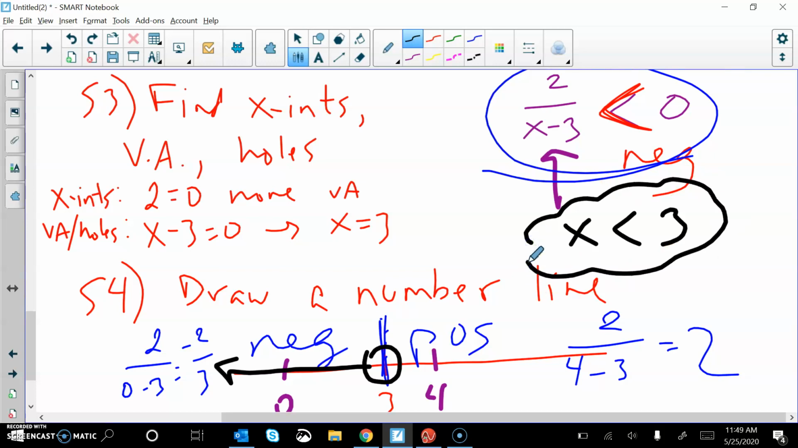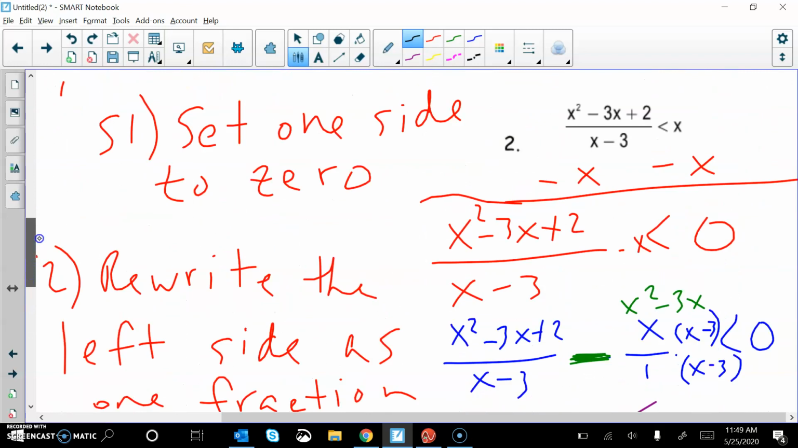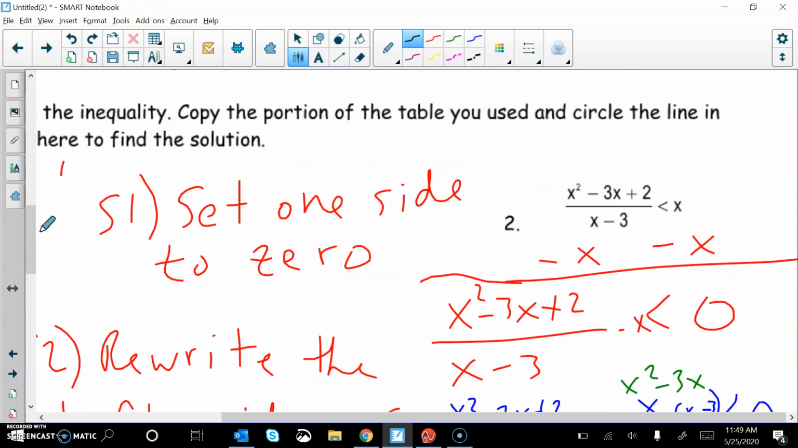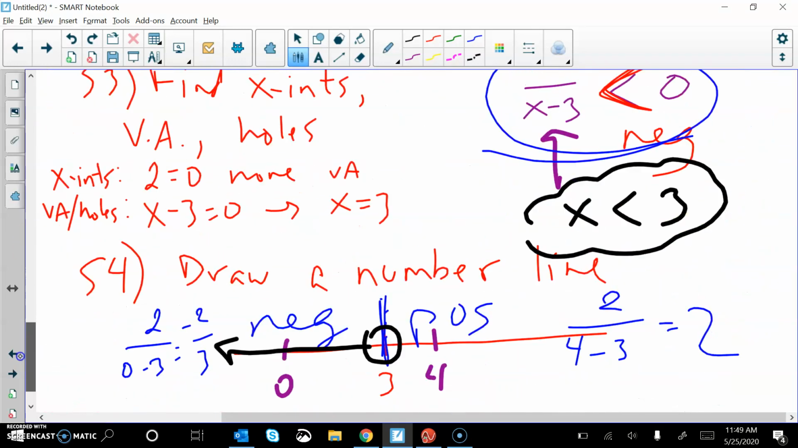If you want to double check your work, pick numbers less than 3, plug back into this original function. In fact, let's do that real quick. I'm going to plug in 2. I'm going to put 2 there, 2 there, 2 there, 2 there. 2 minus 3 is negative 1 on the bottom. 2 squared is 4, minus 6 is negative 2, plus 2 is 0. So yeah, 0 is less than 2. It checked out. So there are those two.